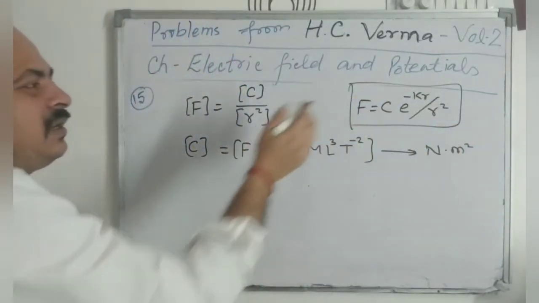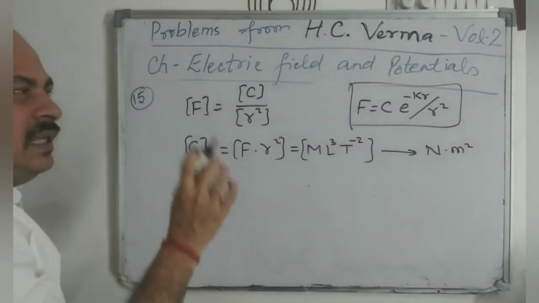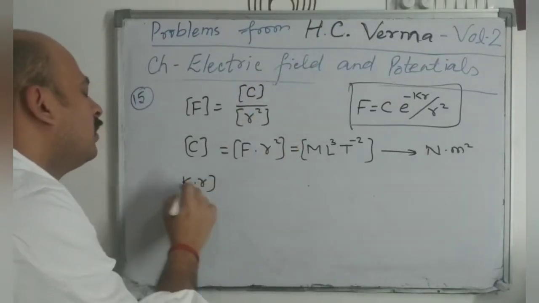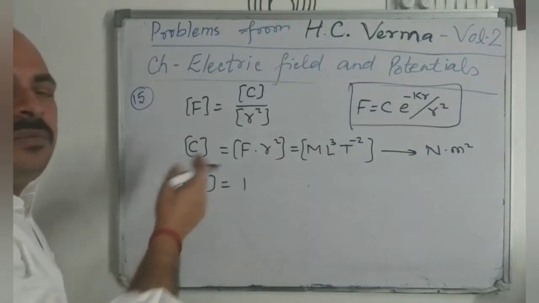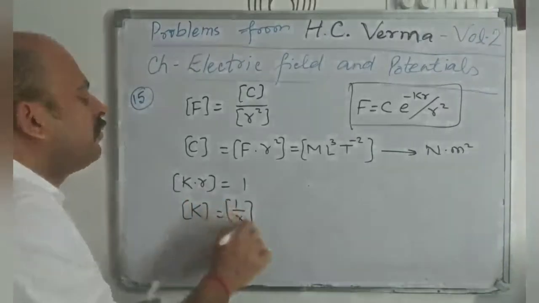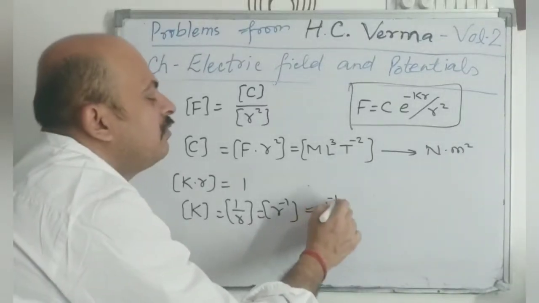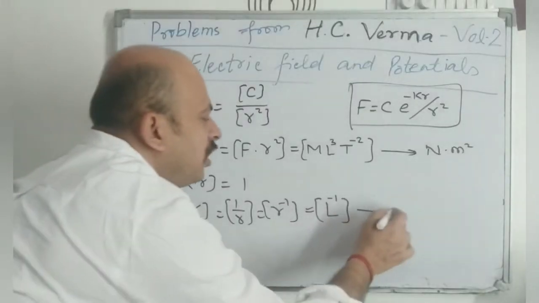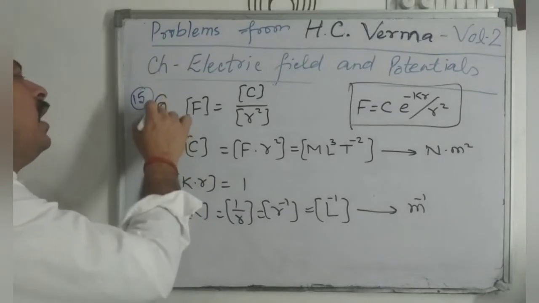Now for the second, how to calculate the dimensional formula of k? Because kr, that is e to the power kr, is a dimensionless quantity, so k into r again will be a dimensionless quantity. If it is dimensionless, that will be equal to 1. So the dimensional formula of k will be equal to the dimensional formula of 1 by r, that is r inverse. So it is equal to L inverse, because r is length, distance. And what will be its unit? That is per meter. That was part A.